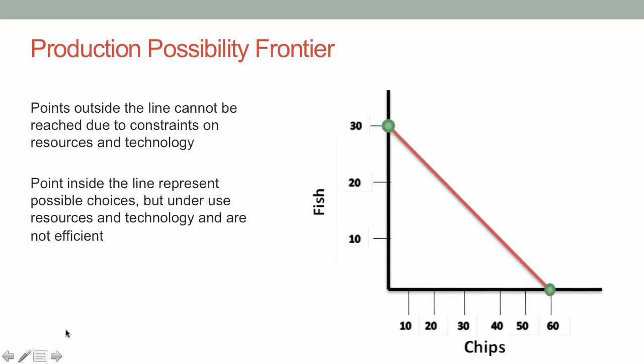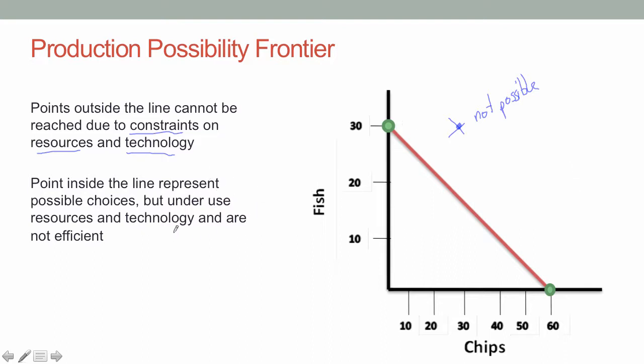Points outside the line are impossible. If we have constraints on the amount of resources and we have constraints on our technology, then it's impossible to say, hey, let's do 30 fish and 30 chips. At that point, I don't have enough resources to make that amount. So it's a limitation, it's a constraint. I'm going to put a little X there, because that's not possible, and so I'm not even thinking of it. From a business standpoint, I can't tell my customer, yeah, we can produce 30 fish and 30 chips, we'll do it next week. It's not possible. I don't have the resources to do that.